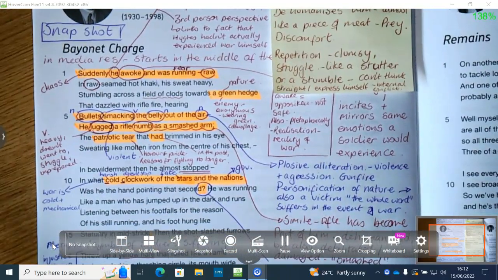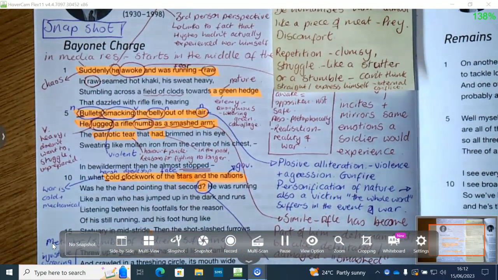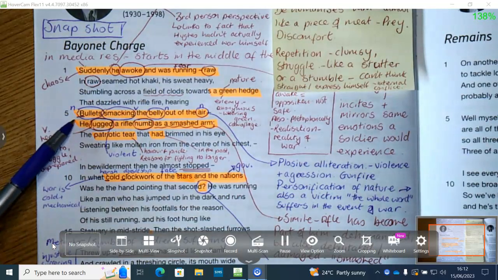So the next quotation that I want us to look at is on line 5. Bullets smacking the belly out of the air. Now this could be him firing his rifle, or it could be the enemy. We've got plosive alliteration. That's this harsh sound of bullets and belly. And anytime you get a harsh sounding word like puh or cuh or duh, we can talk about plosive alliteration. It's not enough just to spot a technique, so we need to say what the effect of that alliteration could be.